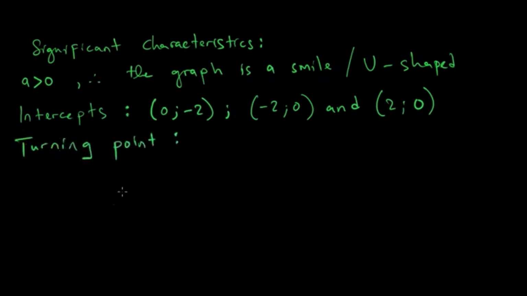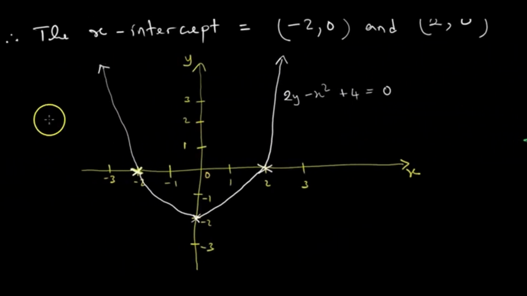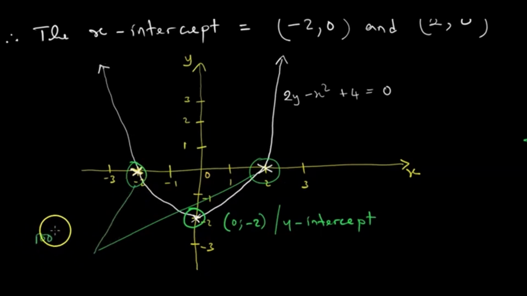After writing our intercepts, we have to know the turning point. I told you that the turning point is the y-intercept, so it's going to be (0, minus 2). Why are we calling this the turning point? If you look at this, this is the point (0, minus 2), which is the y-intercept. So the y-intercept is the point where the graph is going to turn. You understand? Then this one and this one are what are called the roots of the equation.